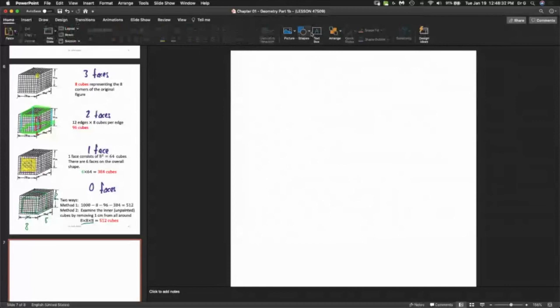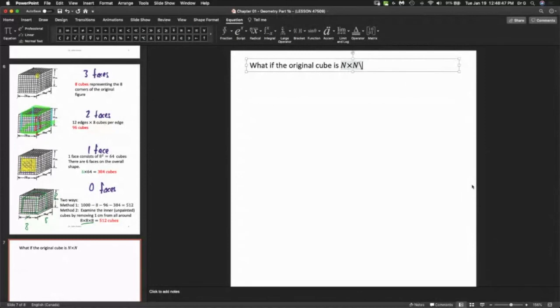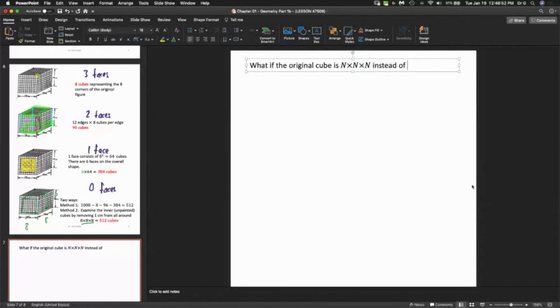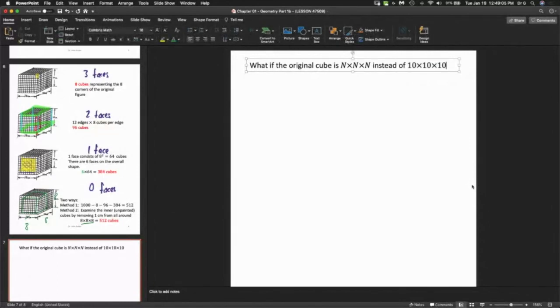So what if the original cube is 10 by 10 by n instead of 10 by 10? So what if the original cube was n by n by n instead of 10 by 10 by 10? I'm not going to develop the formula really rigorously here because we're under a tight leash for time.